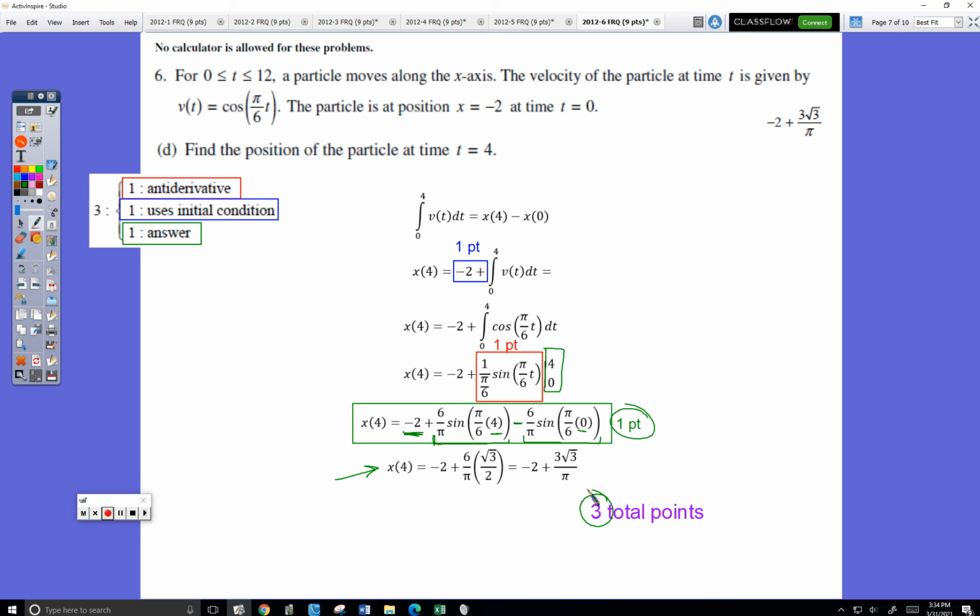That's a total of 3 points. 1 point for using the value here in your equation, 1 point for the correct antiderivative, 1 point for plugging everything in correctly.